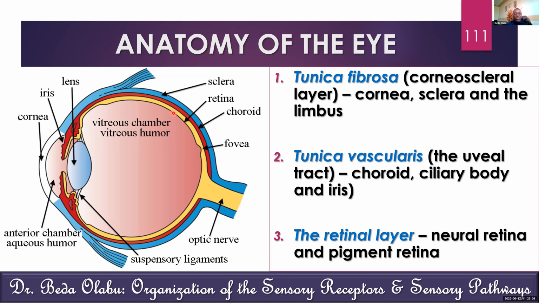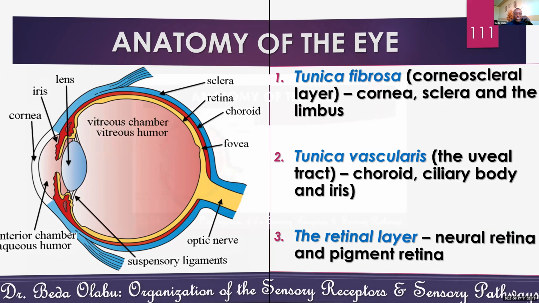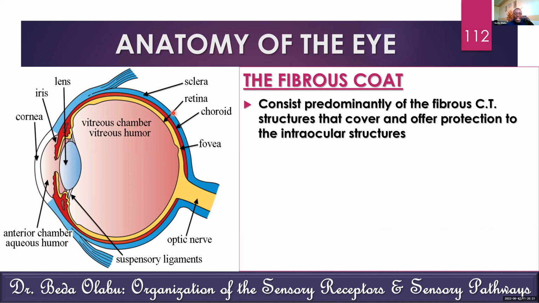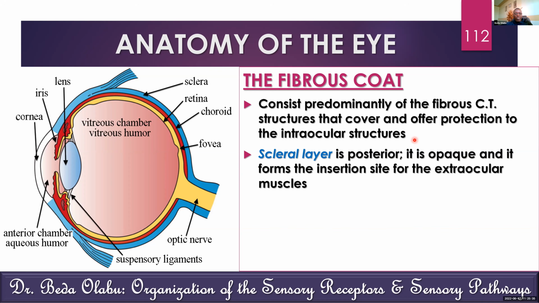I want us to talk about these 3 tunics of the eye in greater detail. And so let's start with the tunica fibrosa. It's also called the fibrous coat of the eye. The fibrous coat of the eye is predominantly made up of fibrous connective tissue structures. Their role is to cover and therefore also to protect the structures which are inside the eye, the intraocular structures. As I have indicated, it's made up of the sclera, the cornea, and the limbus.